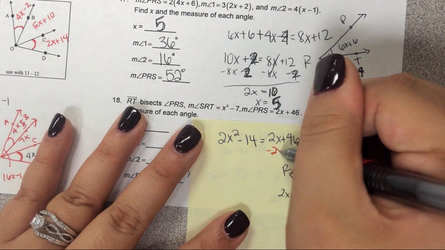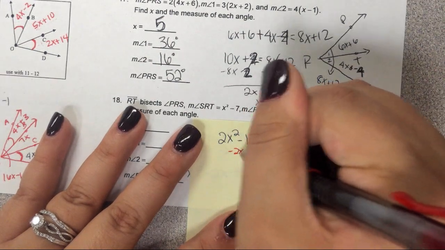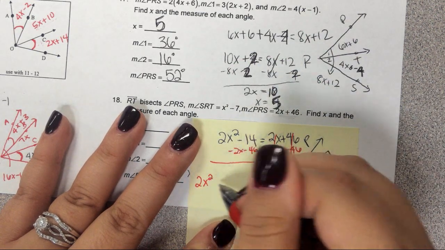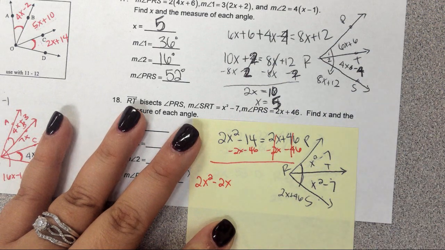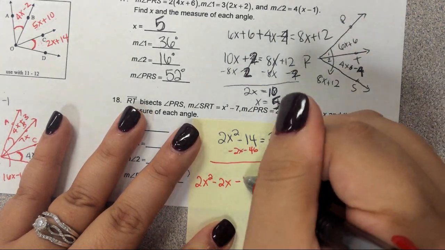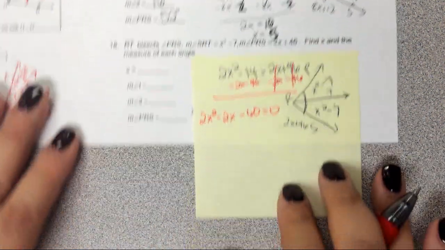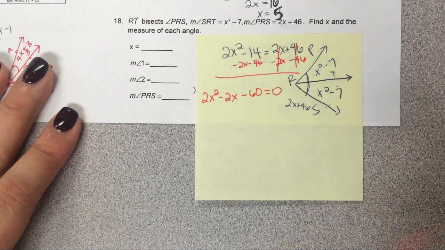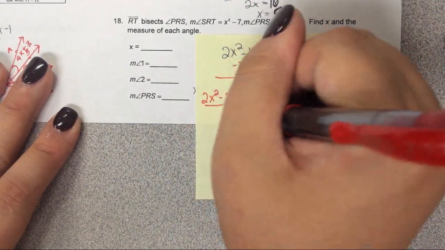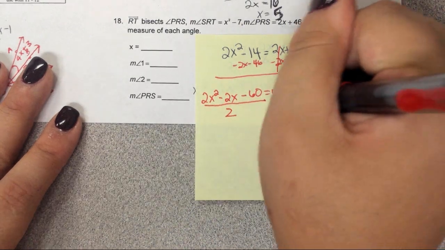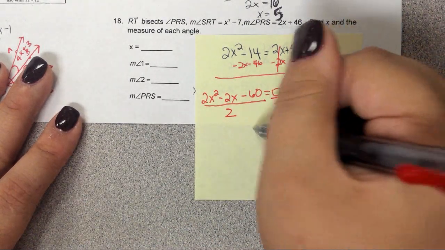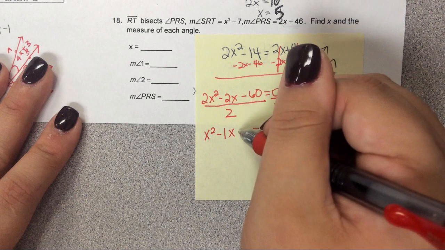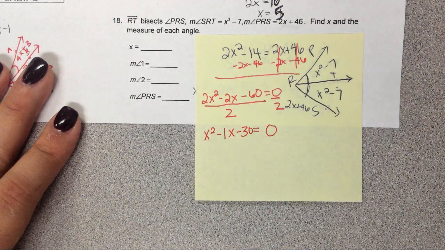Now I'm still going to get everything on one side. So I'm going to have 2x squared minus 2x minus 60 equals 0. So if you've noticed, we haven't really dealt with anything that has a 2 out front. What do you notice about all of these, though? They're even. So can't I divide by 2? And what you do to one side, well, hey, what's 0 divided by 2? 0. So then I get 1x squared minus 1x minus 30. There we go.